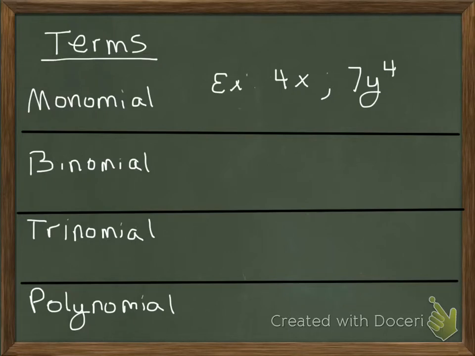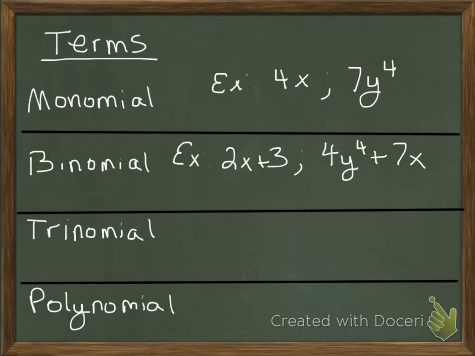Now, a binomial, if you think about bi, you've probably seen that prefix before. Bi means two. So a binomial is an expression that has two terms, exactly two terms. So some examples of binomials are 2x plus 3. That's a binomial. Also, make another one up, 4y to the fourth plus 7x. That's still a binomial. It has two terms.